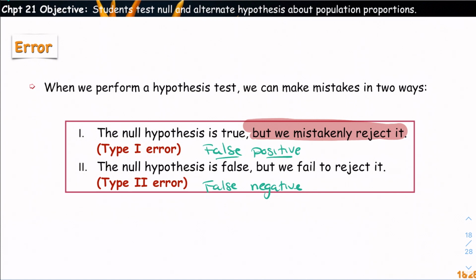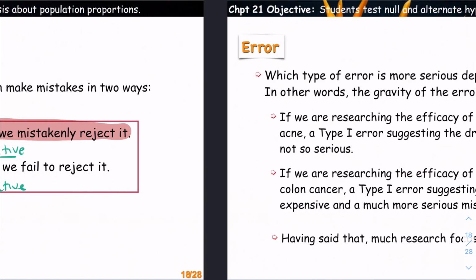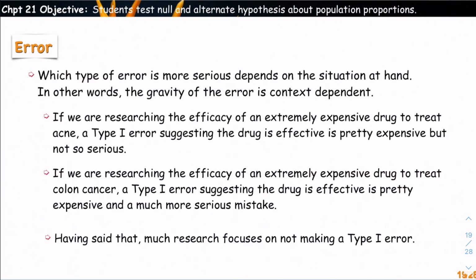In statistics, we refer to a false positive as a type 1 error and a false negative as a type 2 error. So which type of error is more serious depends on the situation at hand. In other words, the gravity of the error is context dependent. If we are researching the efficacy of an extremely expensive drug to treat acne, a type 1 error suggests the drug is effective, is pretty expensive, but not so serious.